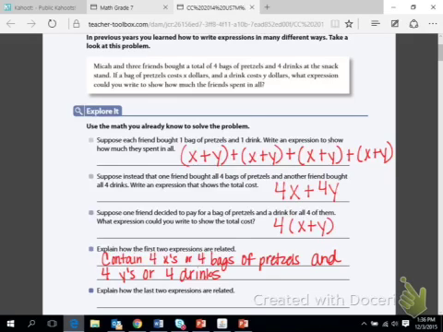If we took a look at the last 2 to see how they are similar, we could again say that they contain 4 x's and 4 y's. We could even say if you distribute 4 times (x plus y), you would get the expression 4x plus 4y.